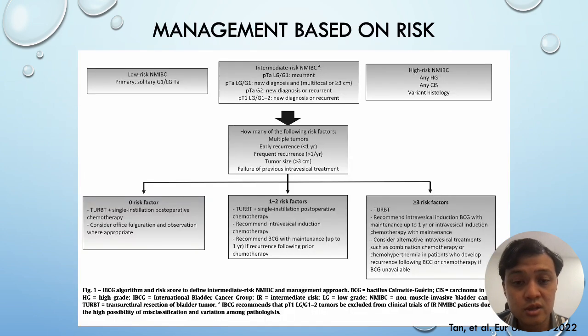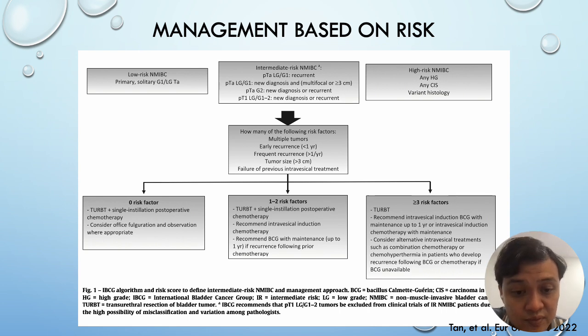So you notice I haven't really talked so much about intermediate risk. This is by the International Bladder Cancer Group, who actually did this algorithm for intermediate risk. Intermediate risk, basically to keep it simple, is whatever is not low risk or high risk. Based on 5 factors, again multiplicity, early recurrence, frequent recurrence, tumor size, and failure of previous intravesical treatment, they actually divide them further into low, intermediate, and high risk.